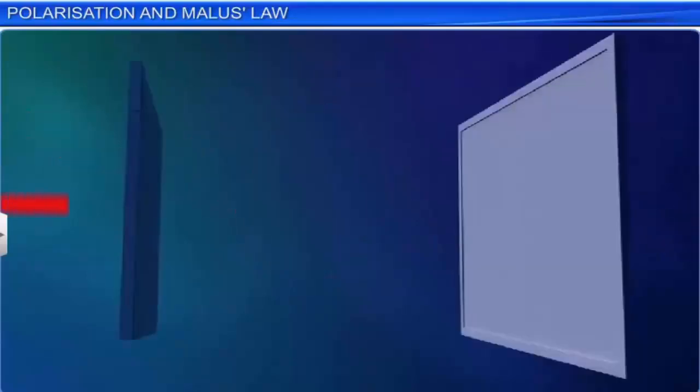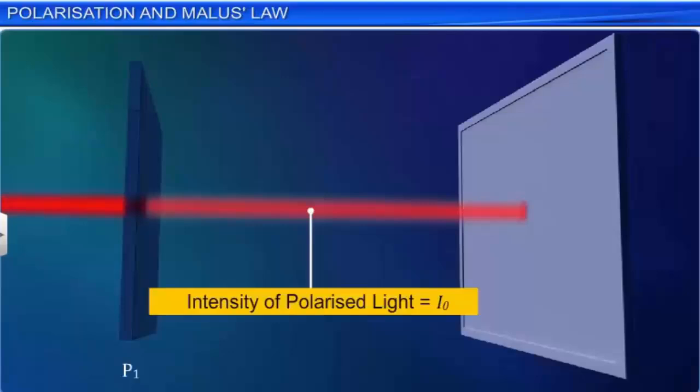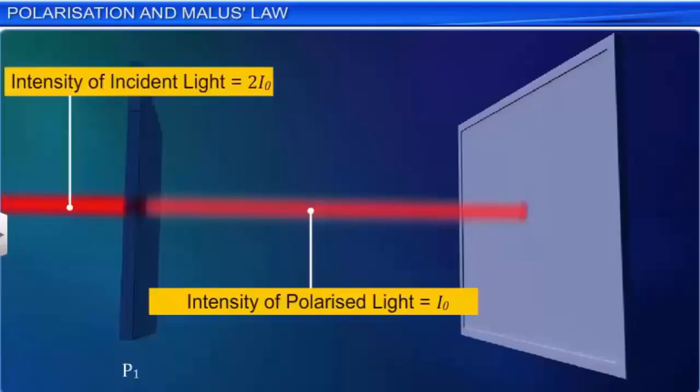Now allow light from an ordinary source to pass through the Polaroid P1 and be incident on a screen. It is experimentally observed that the intensity of the polarized light transmitted through the sheet is half the intensity of the incident light. Rotating P1 has no effect on the transmitted beam and the transmitted intensity remains constant. This can be explained as follows.